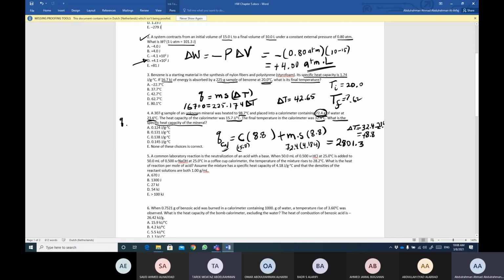Q sample will be negative. It will be minus 2801.3. What's delta T for the sample? Subtract what from what? 32.4 minus 98.7. Exactly. Give me an answer. Minus 66.3. Exactly. Now calculate S for the sample. What is it equal to?